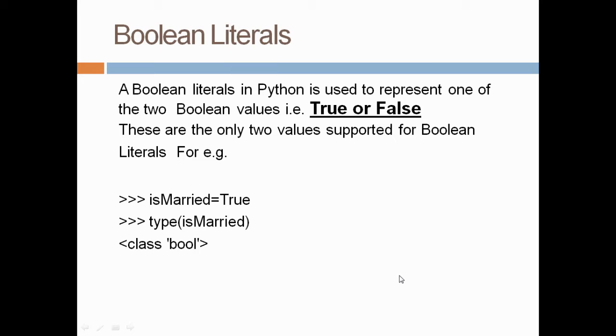Boolean literals. A Boolean literal in Python is used to represent only two values, that is True or False. These are the only two values supported for Boolean literals. Example: is_married equals True, type(is_married). It will return the Boolean type, either True or False.